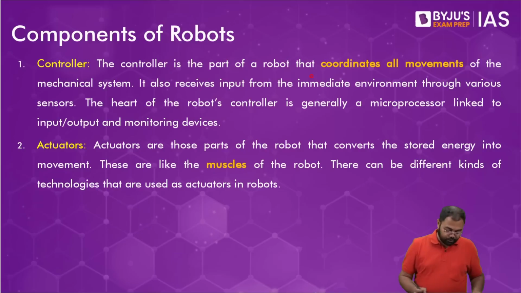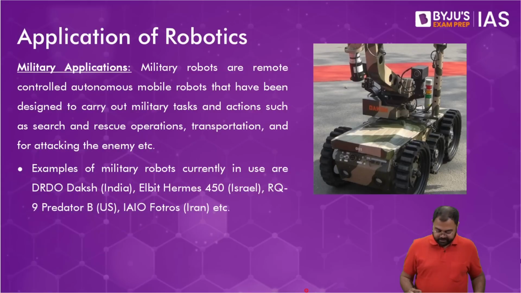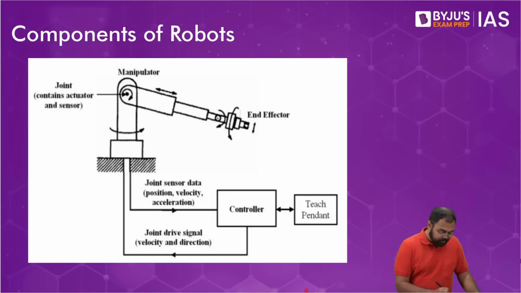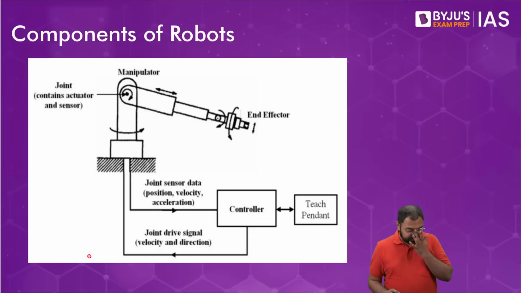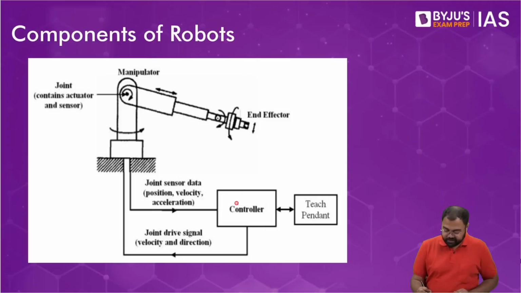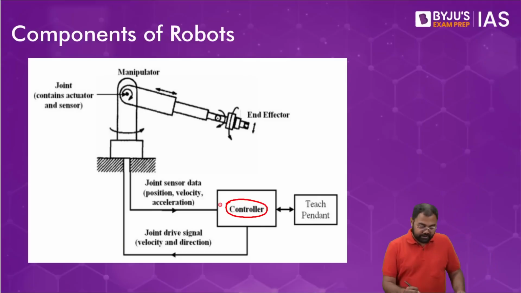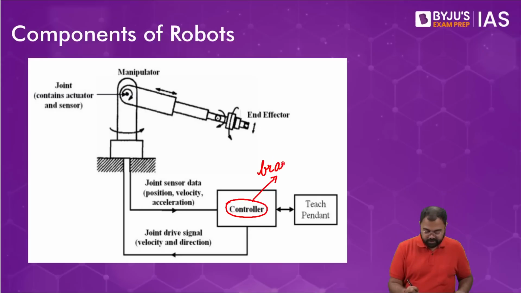So coming to robots, when we talk about a robot, a robot basically has these basic components. What are the components? First and foremost, we have the controller. The controller of the robot is like the brain. In a way, we can say that this is the brain of the robot.